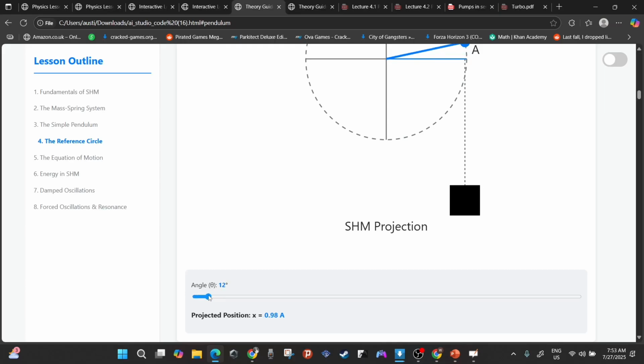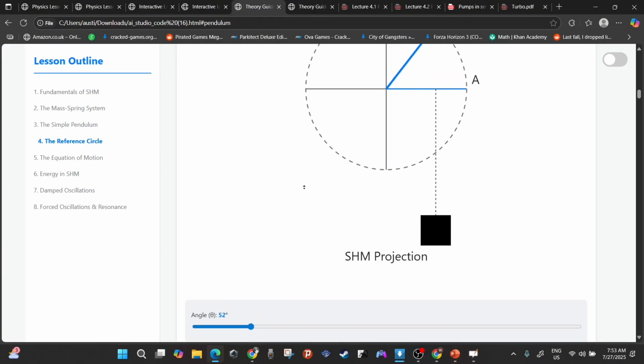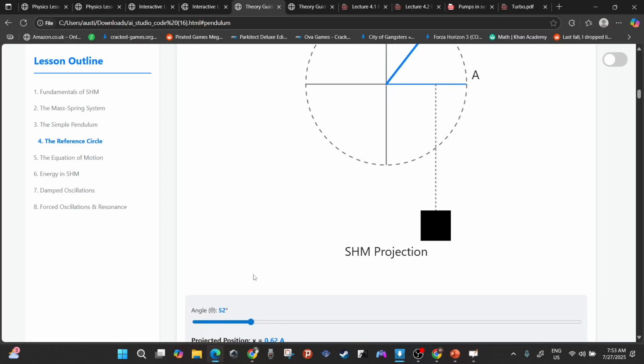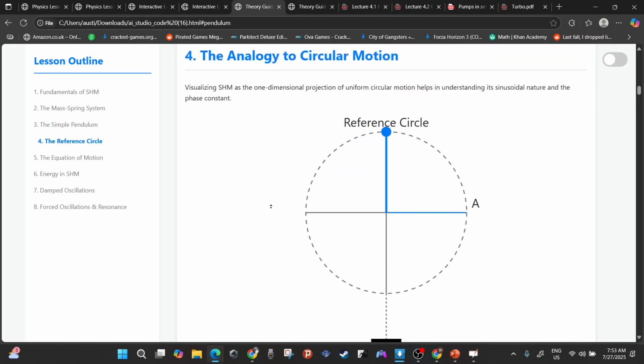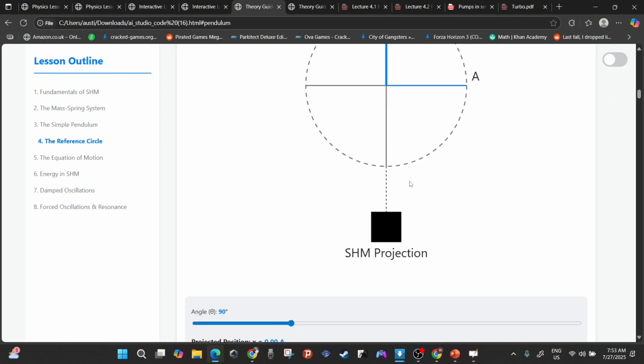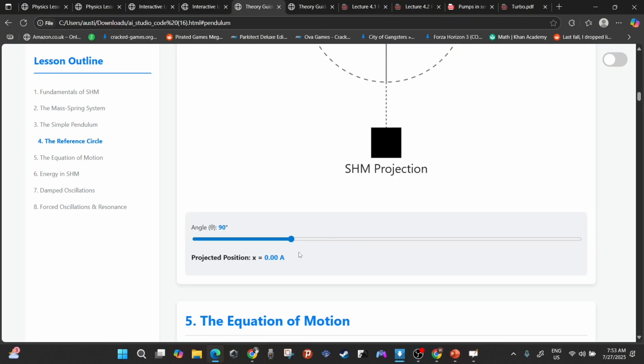And then as we move, we go to 90 degrees. Let's take it all the way up to 90 degrees and look at it. We get this. It's now in the middle. What does that mean? It means it's at equilibrium, so our position is 0 times the amplitude. It's basically just 0, which means it's at equilibrium.